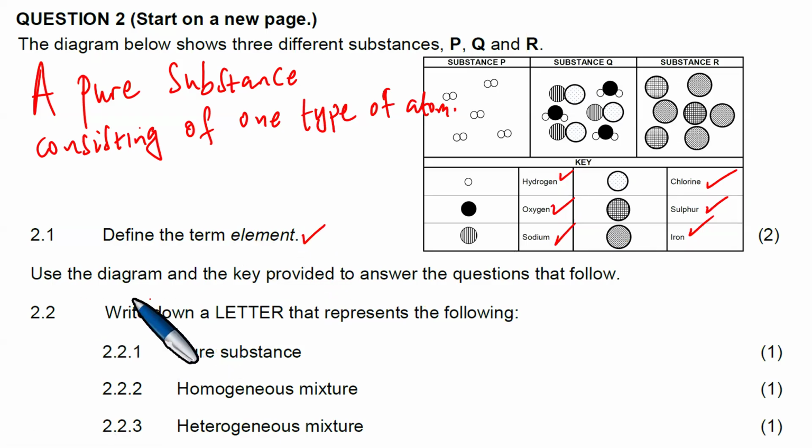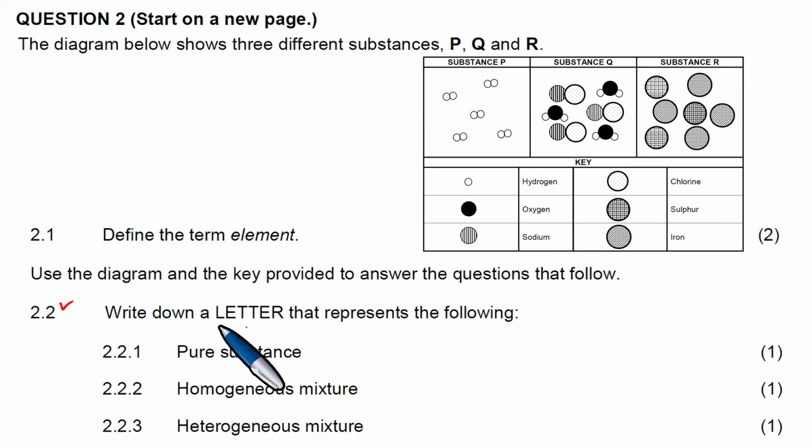The next point, use the diagram and the key provided to answer the questions that follow. In 2.2, for example, we need to write down a letter that represents the following. So there's something that we call a pure substance. Which letter? Is it the letter P, substance Q, substance R?